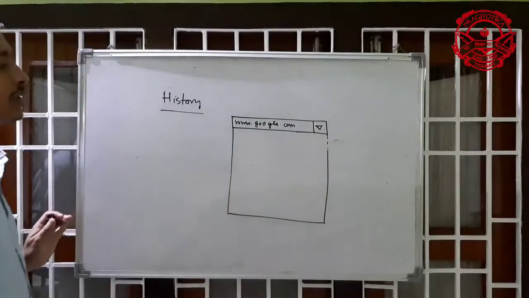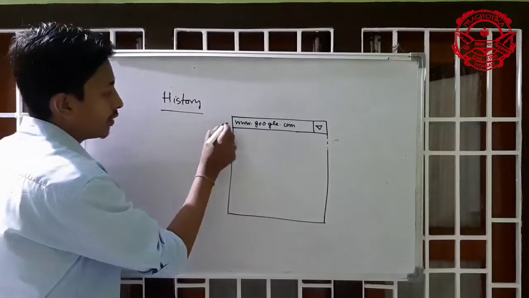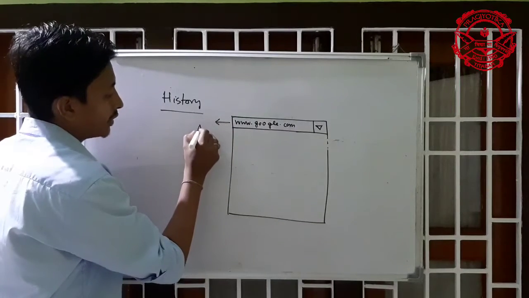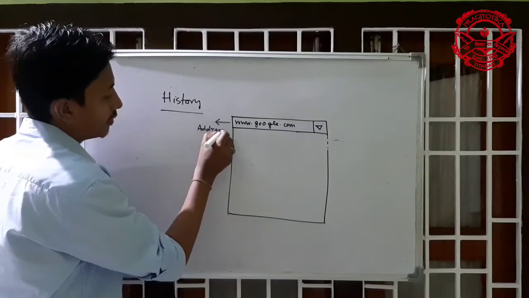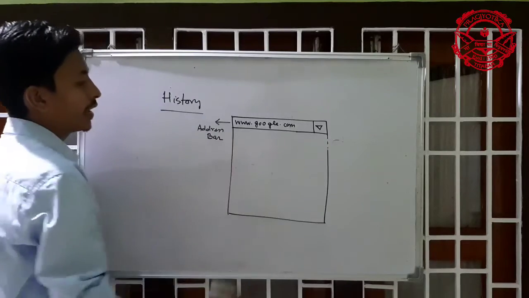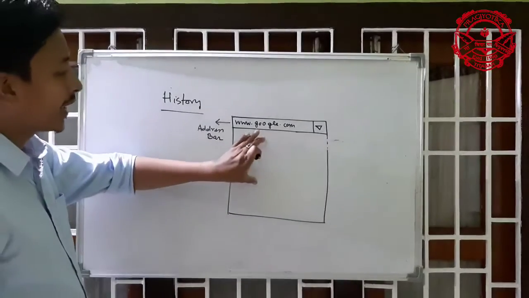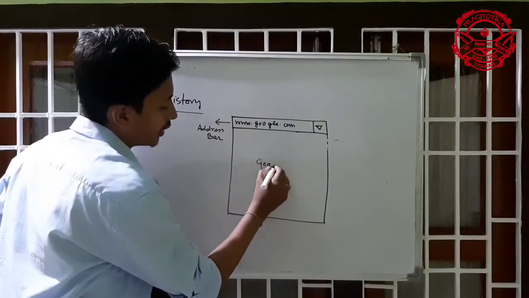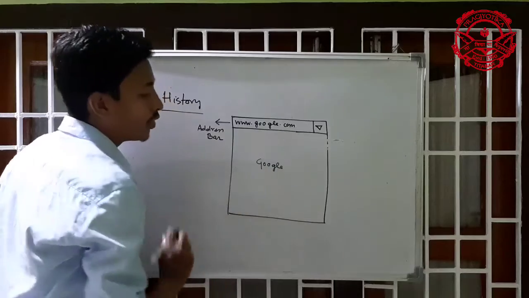Okay, now see, this is the address bar. The currently viewed website is google.com, which means we are now connected with Google.